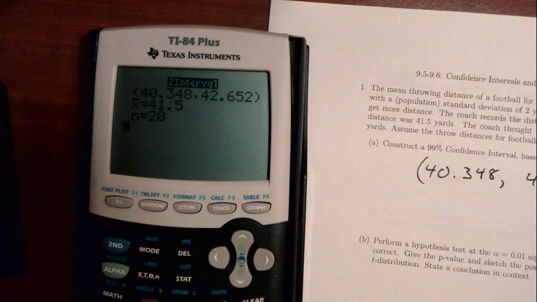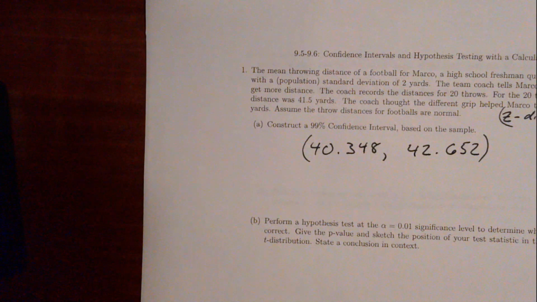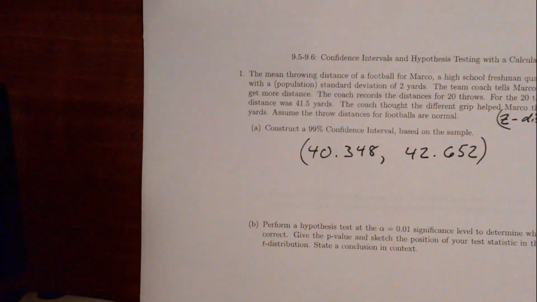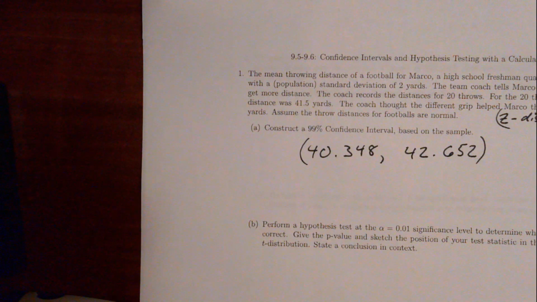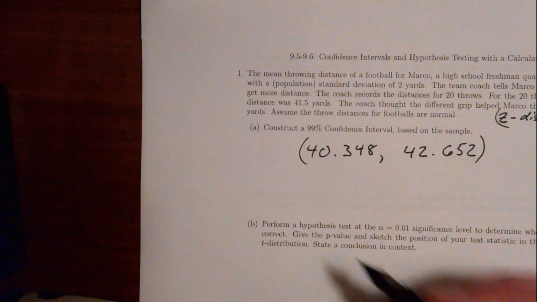So the coach thought that the grip would cause Marco's distance to be longer than it was before, and based on these 20 throws, we can say with 99% confidence that Marco's mean throwing distance now is somewhere between these two values. Nice to know. Was that significant? Well, let's figure it out.